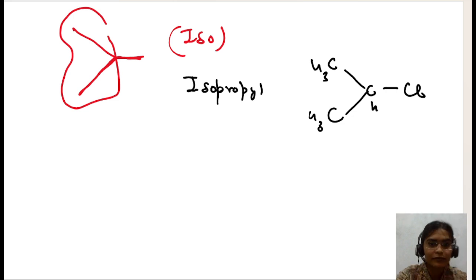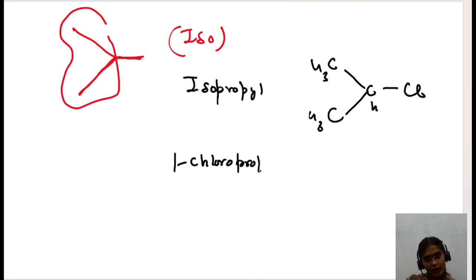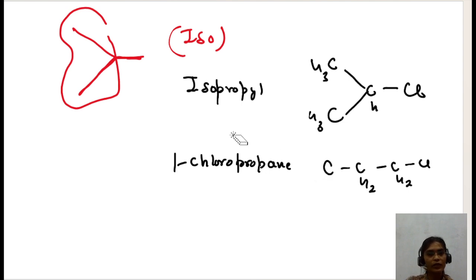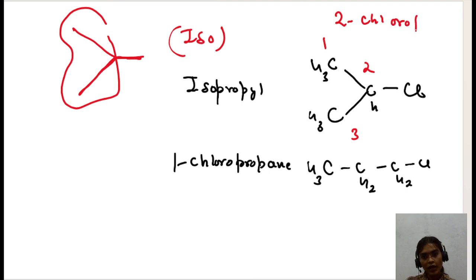The second one given to us is 1-chloropropane. What is the meaning of 1-chloropropane? It's simple: one carbon, two carbon, three carbon, and chlorine connected here. If I ask you the IUPAC nomenclature for isopropyl, what will it be? Let's give the numbering one, two, three. Here the second position has the chlorine, so you can say 2-chloropropane.